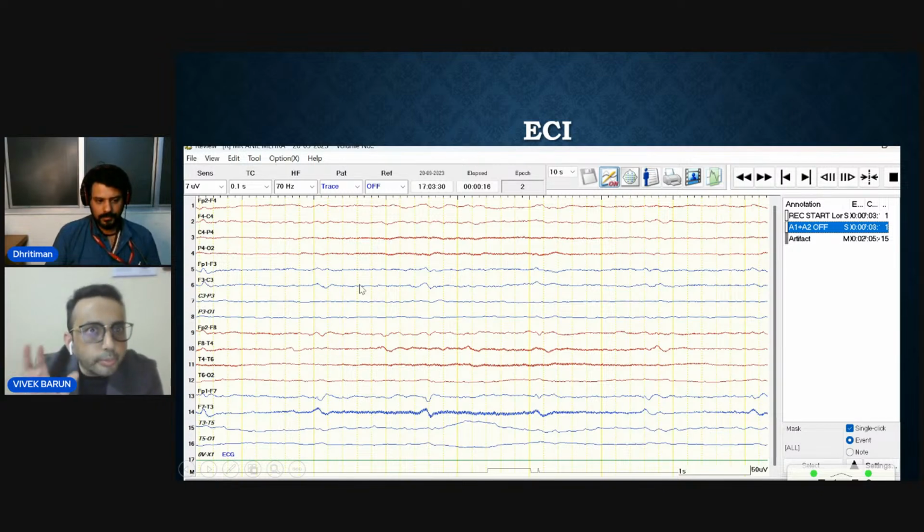You should also check the impedance of the electrodes. It should be more than 100 ohm and less than 10 kilo ohm. The recording time should be at least 30 minutes. And if in any case you are not sure, you should always repeat the test.